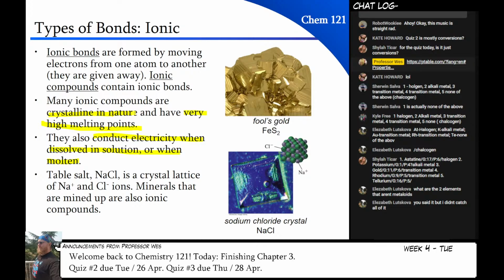And virtually all minerals that you mine up are ionic compounds. Very few exceptions to that rule. Those would be elemental things like gold. Gold you mine up, it's just gold. Platinum you mine up, it's just platinum. I think silver might actually be an ore. I don't know if it's an ore or if it is a mineral. It might be an ore.